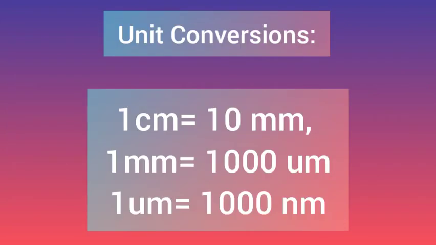As micrometer and nanometer are the units used for measuring the sizes of cells, now we will see unit conversions. 1 centimeter is equal to 10 millimeters. 1 millimeter equals 1000 micrometers. Micron is the unit here. And 1 micrometer or 1 micron equals 1000 nanometers. Means you can imagine how minute these cells are.